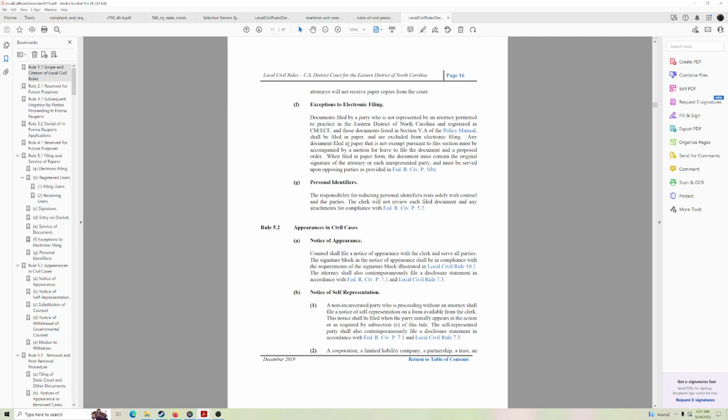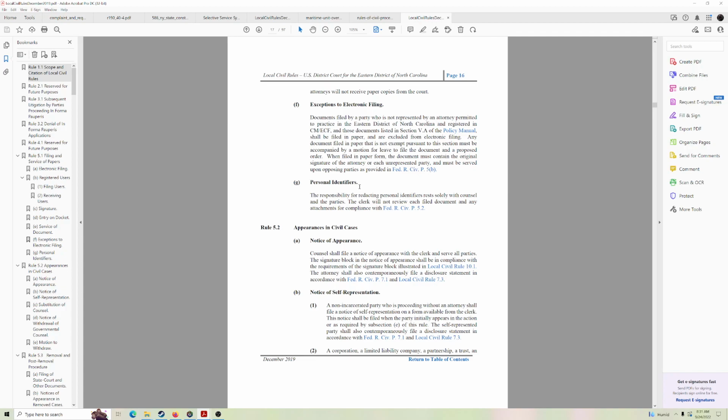Any document filed in paper that is not exempt pursuant to this section must be accompanied by a motion for leave to file the document and a proposed order. When filed in paper form, the document must contain the original signature of the attorney or each unrepresented party and must be served upon the opposing party as provided in Federal Rule of Civil Procedure 5(b).